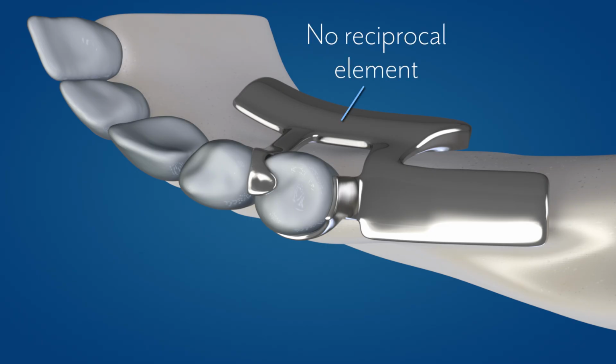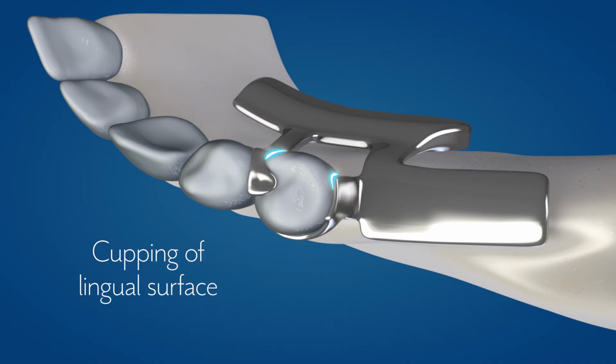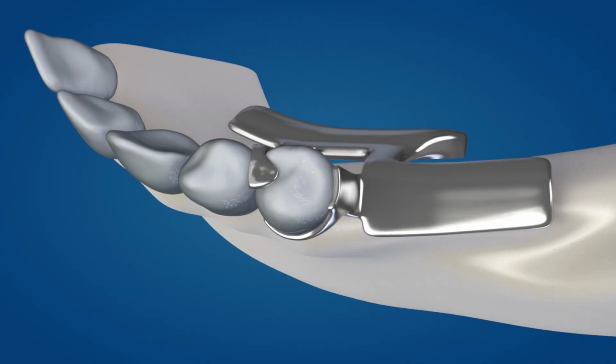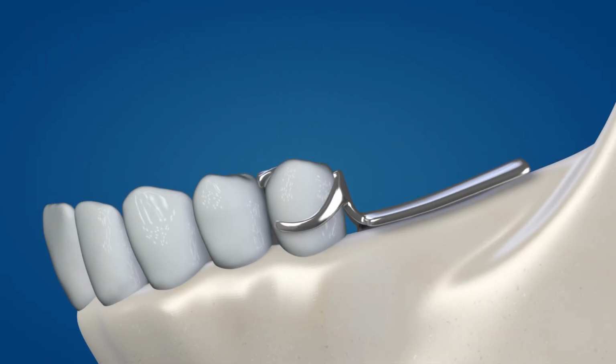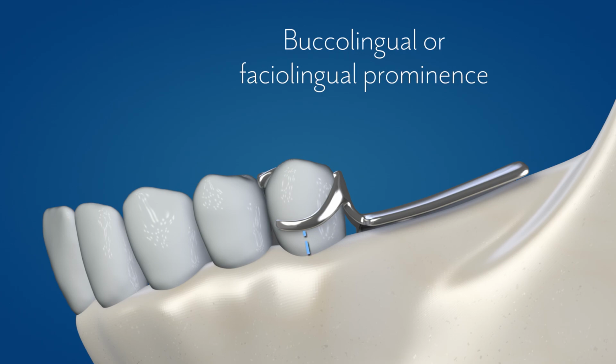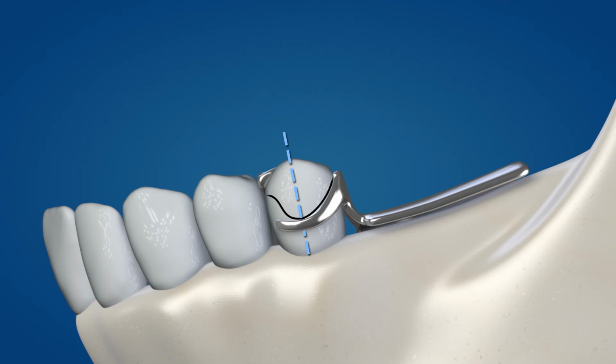Notice there is no conventional reciprocal element on the lingual surface of the abutment. Instead, reciprocation is provided by the cupping or cradling of the tooth by rigid components in close approximation to the lingual surface of the abutment. We must also appreciate that each abutment displays a buccolingual or faciolingual height of contour, and part of the retentive arm is located distal to this height of contour.